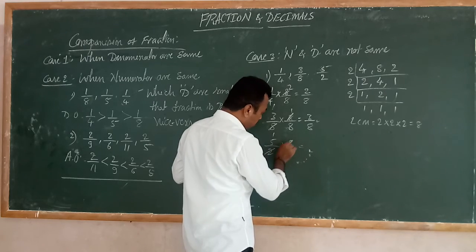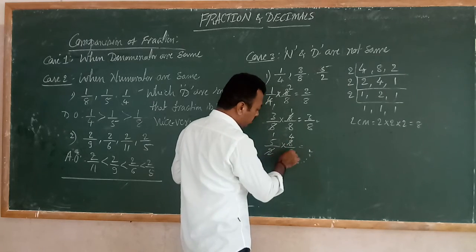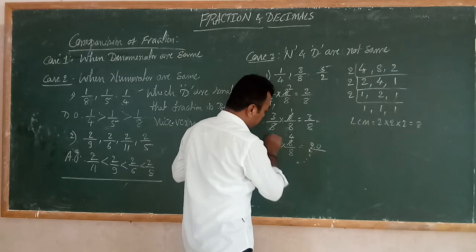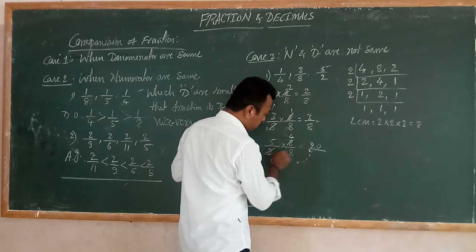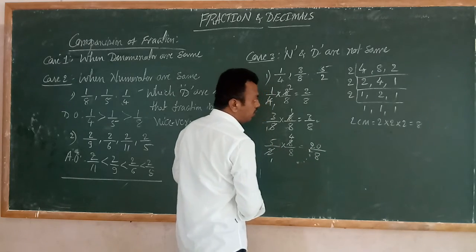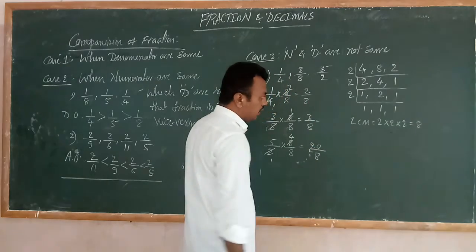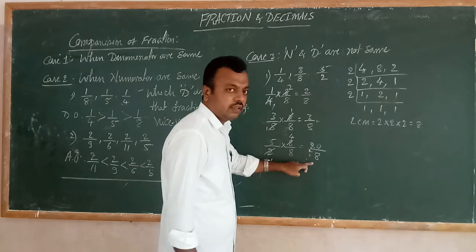So 2 1s are 2, 2 4s are 8. So 8 you don't touch. 4 into 1, 4 5s are 20. 8 1s are 8, so 20 by 8. Now see students, 2 by 8, 3 by 8 and 20 by 8 is there. So all the denominators are equal.